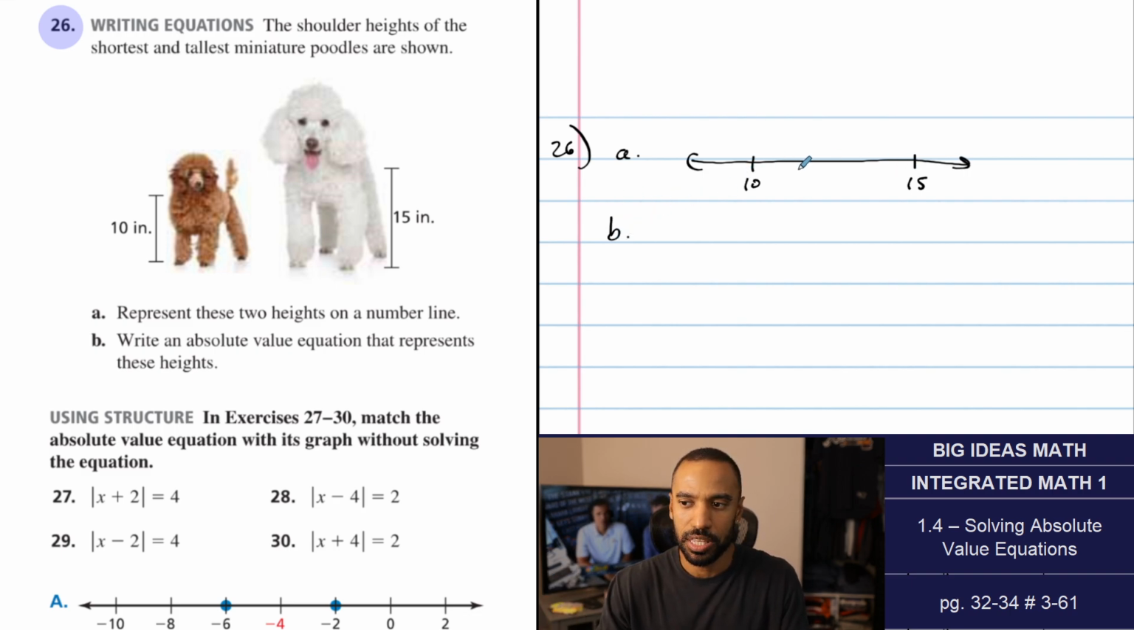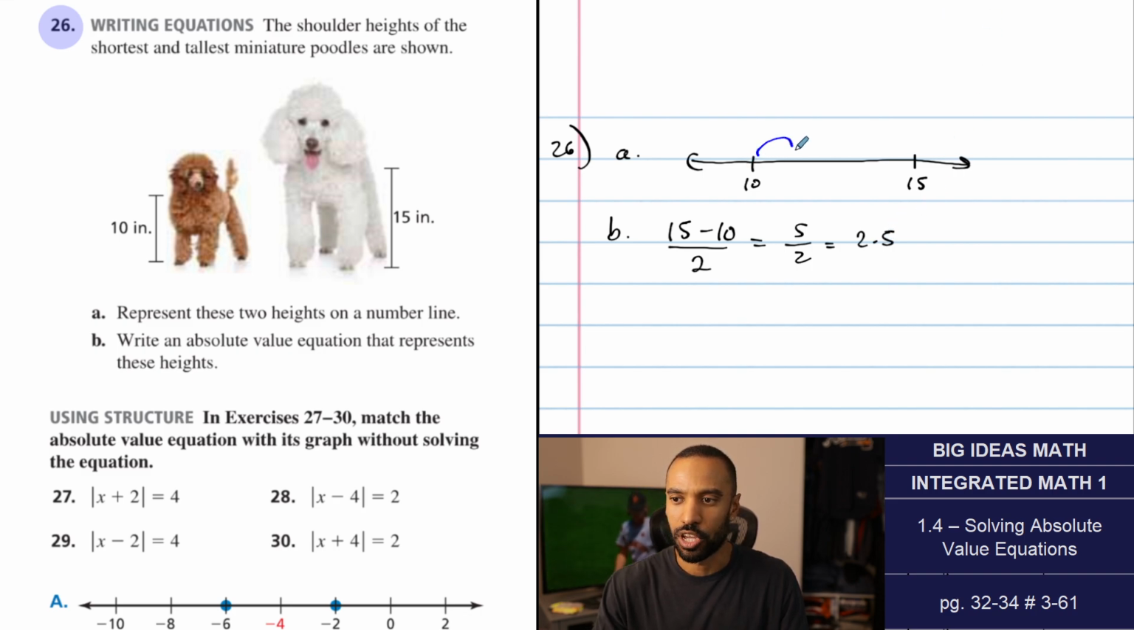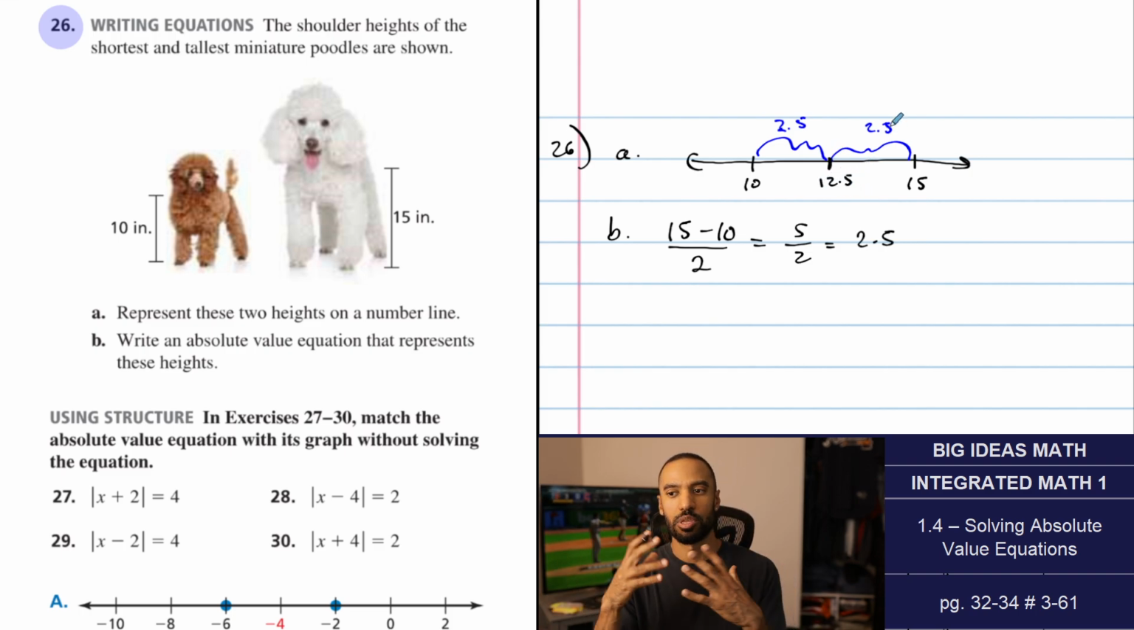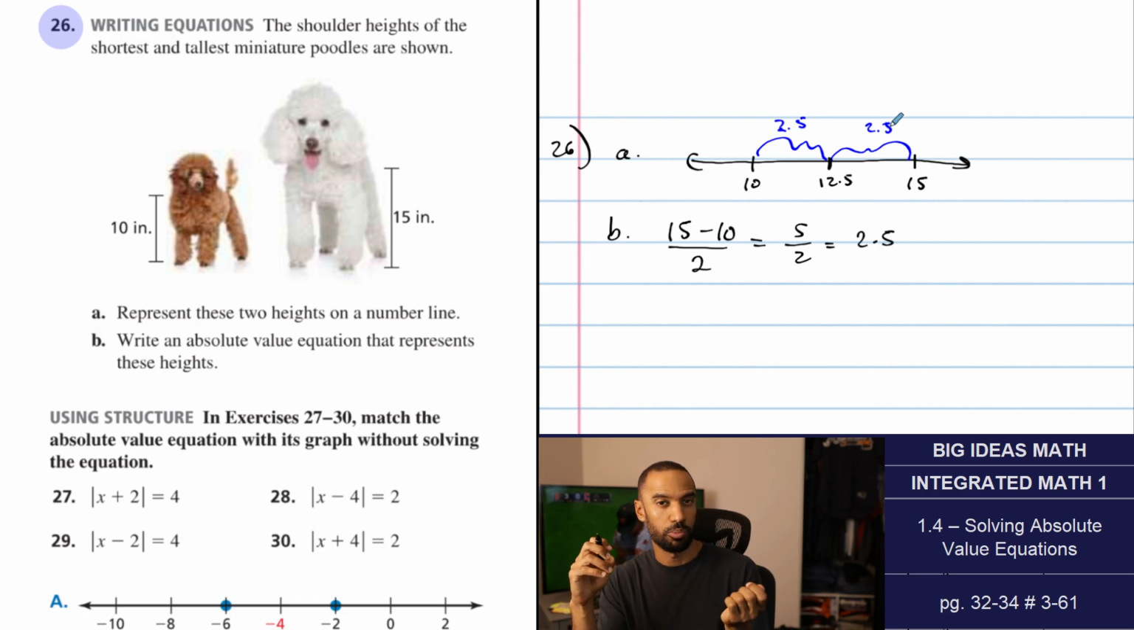Last time I averaged these two numbers, and then I found the distance by subtracting from the other. This time let's find half the distance between these two numbers. 5 over 2 is 2.5. Now, 2.5 is how far you have to go in either direction here to get your middle value. So 10 plus 2.5 is 12.5, and 15 minus 2.5 is also 12.5. So 12.5 is the middle value for which we add or subtract 2.5.